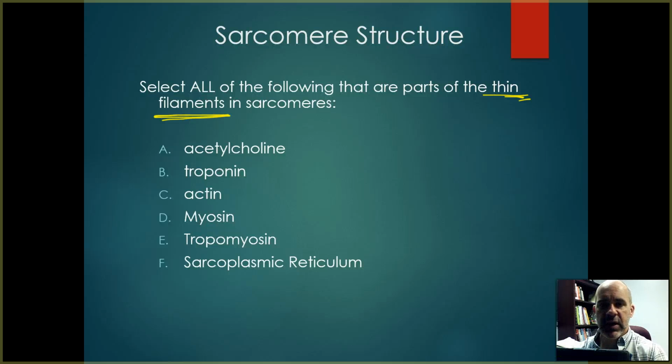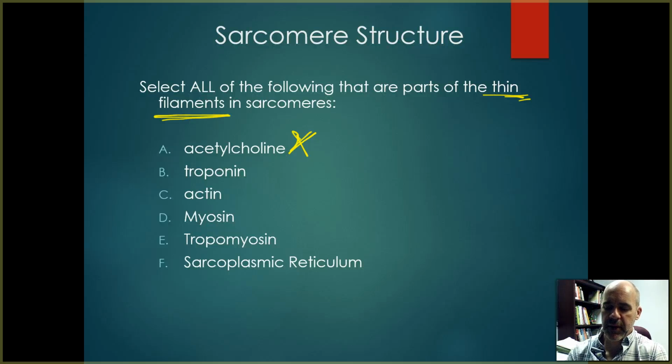So again, when you have a question like this, and this is going to apply not just to your A&P classes, but also in the future when you get into nursing school, you're going to have lots of these select all that apply type questions. You just want to go down the list and treat each answer almost like it's a true false. So how about acetylcholine? No, acetylcholine is not part of a thin filament. Acetylcholine is a neurotransmitter. That's the signaling molecule that communicates the signal from a motor neuron over to a muscle fiber.